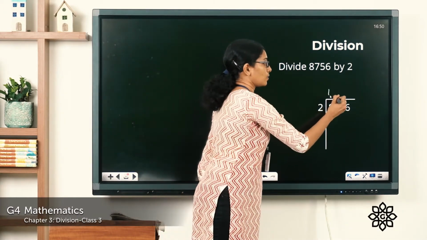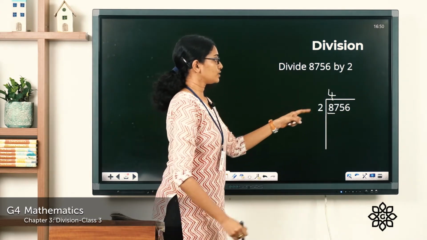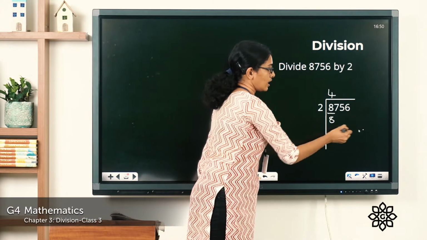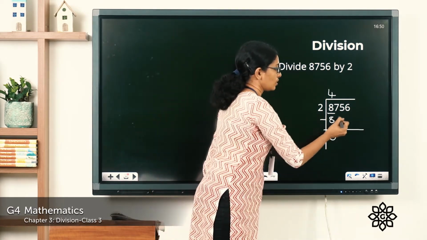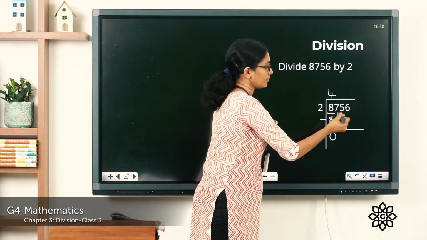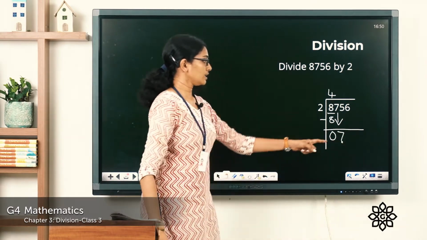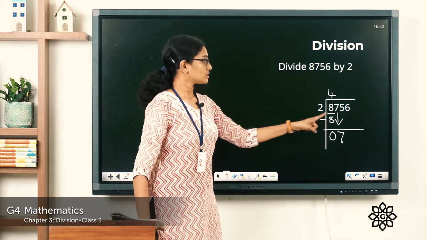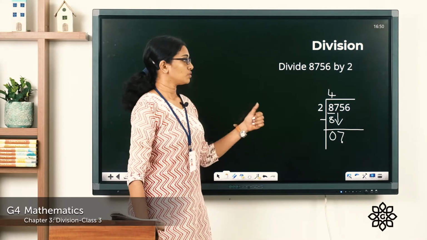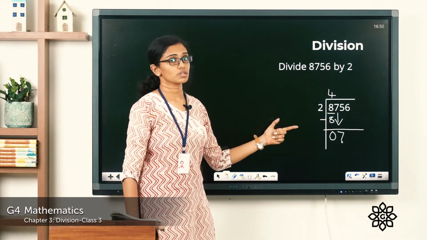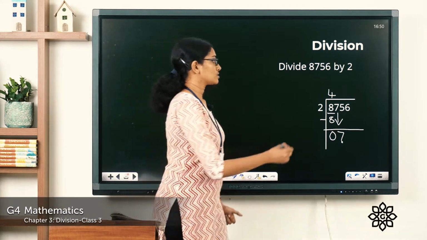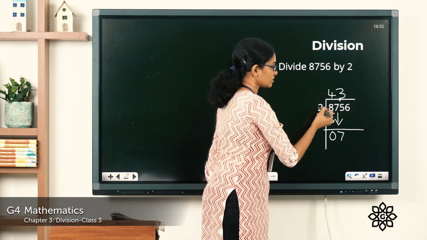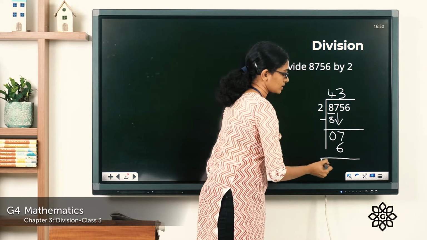So let's write that 4 over here. 4 into 2, 8. Now we subtract. 8 minus 8 is equal to 0. Now bringing the next digit down, it becomes 7. Now 7 divided by 2. We know 2 1's are 2, 2 2's are 4, 2 3's are 6, but 2 4's are 8. So let's take 2 3's here. Now 3 into 2, it's equal to 6.